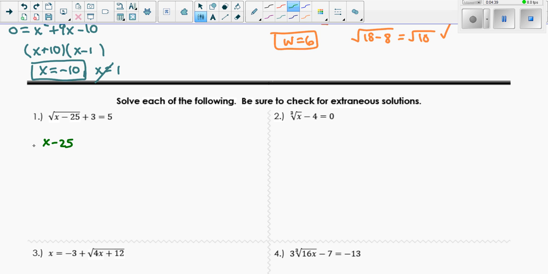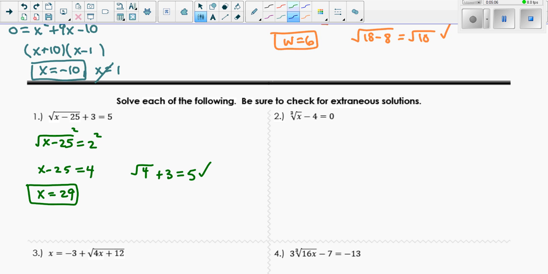Minus 25. Subtract 3, I get a 2. I want to square both sides, which gives me 4. Add 25 to both sides, I get 29. If I check my answer, 29 minus 25 is 4, so the square root of 4 plus 3 equals 5, so 2 plus 3 is 5, that's good, so this solution works.